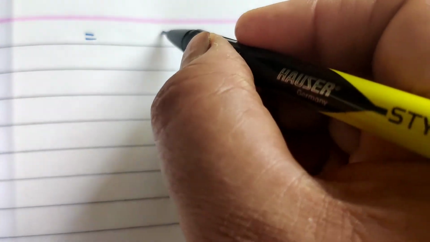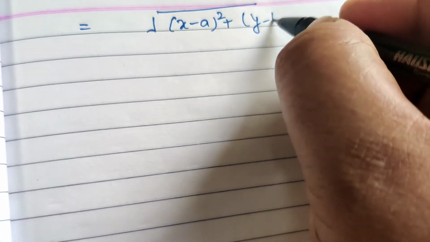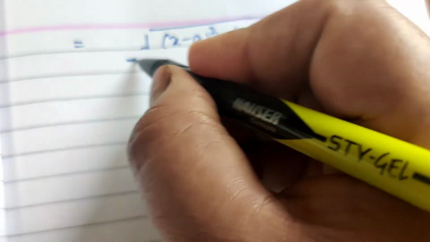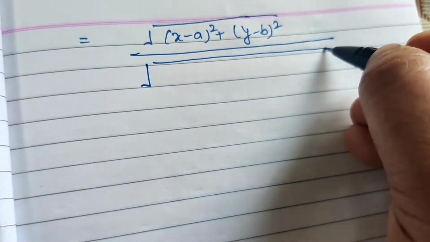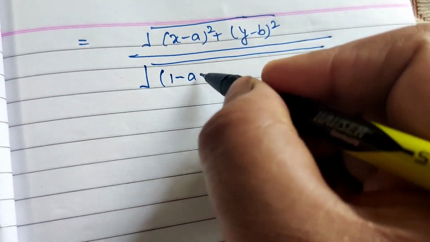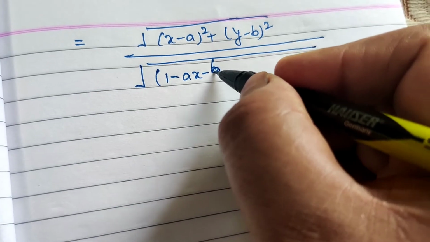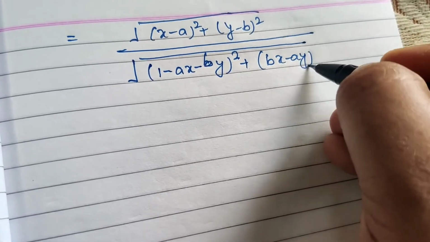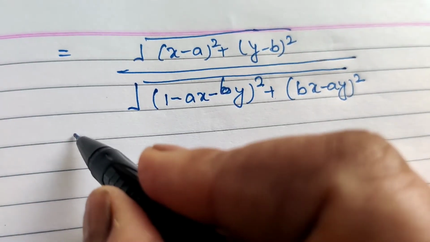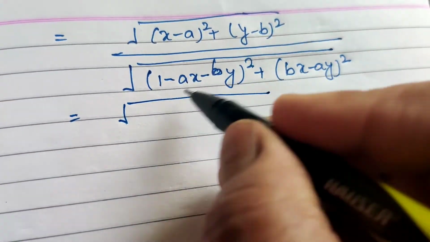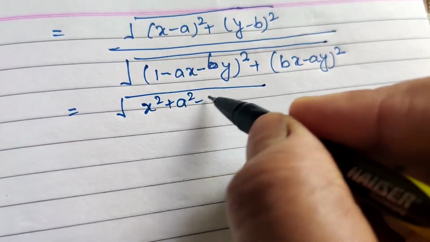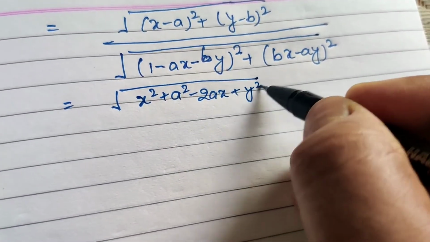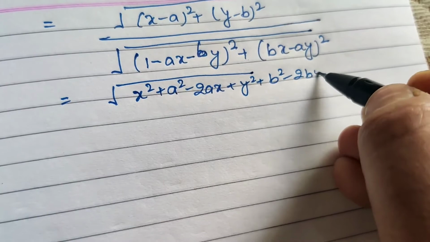The modulus is under root (x minus a) whole square plus (y minus b) whole square, and the modulus of the denominator is under root (1 minus ax minus by) whole square plus (bx minus ay) whole square. Now solve. It is equal to x square plus a square minus 2ax plus y square plus b square minus 2by.